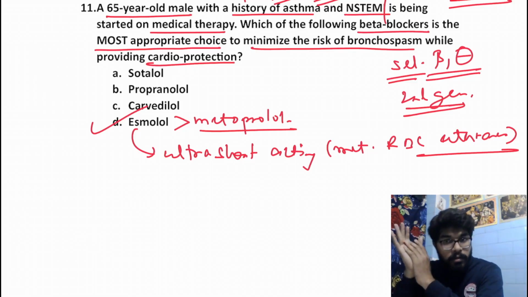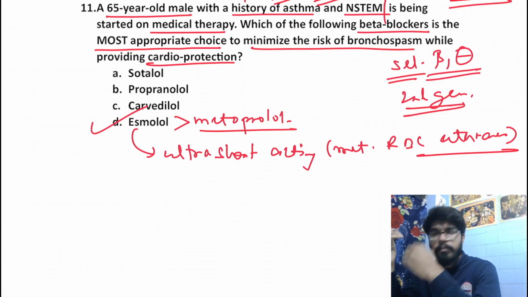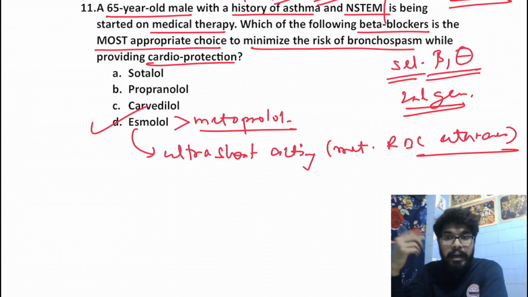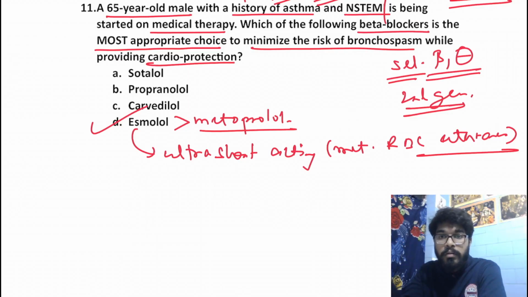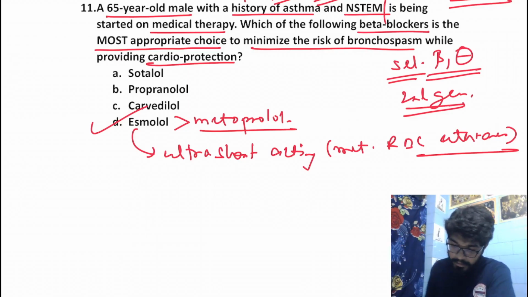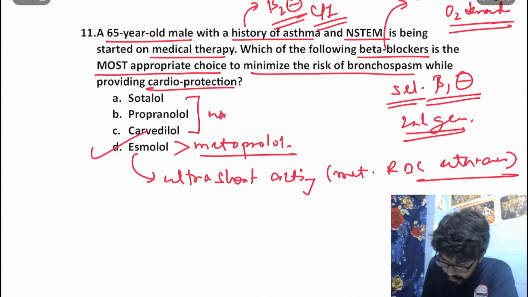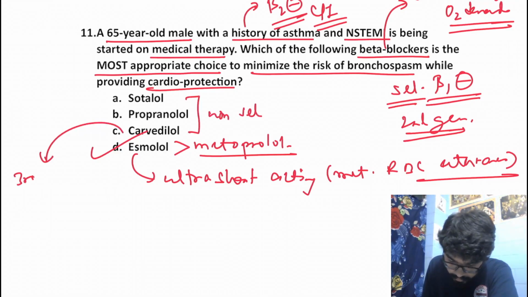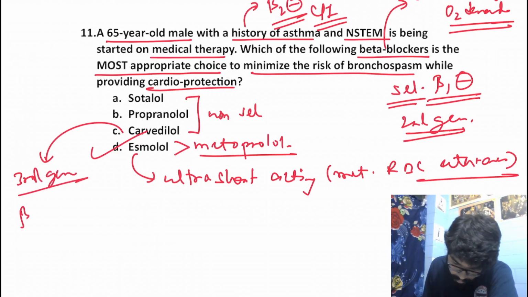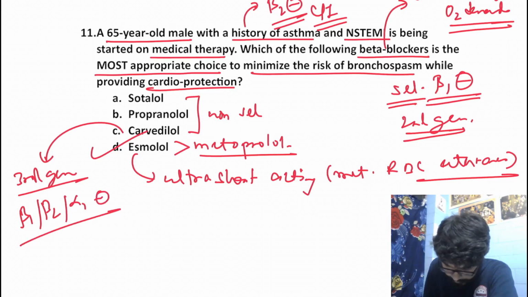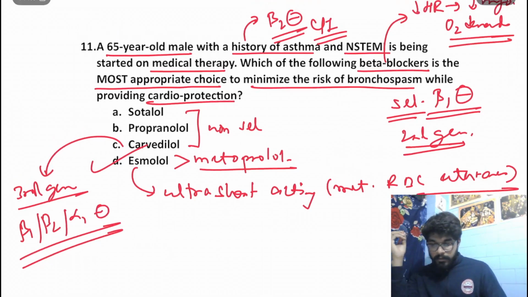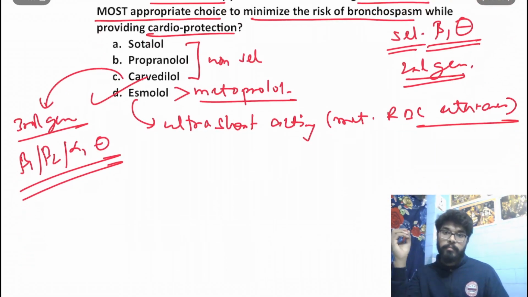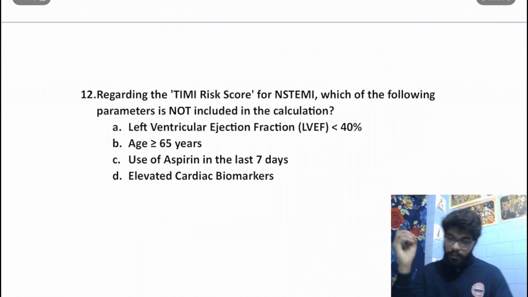That's why it is better than metoprolol, because some amount of beta 2 activation would be there. If esmolol or metoprolol triggers some amount of asthma or mild bronchospasm, then esmolol being ultra short acting, within 8 to 9 minutes the action will be over, so it is considered better than metoprolol. If we talk about the other ones, these are all non-selective. Carvedilol is actually a third generation beta blocker which blocks beta 1, beta 2 as well as alpha 1. Right. Okay. So option D should be our answer. Moving on to the next question.